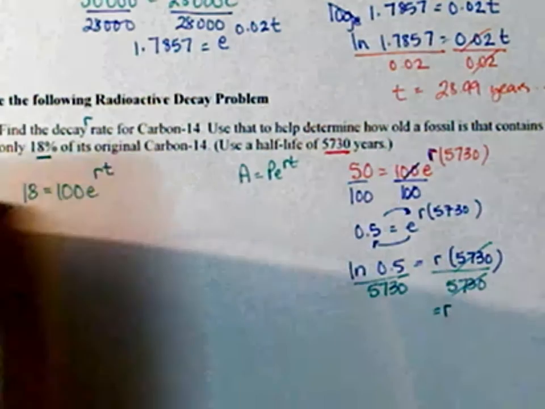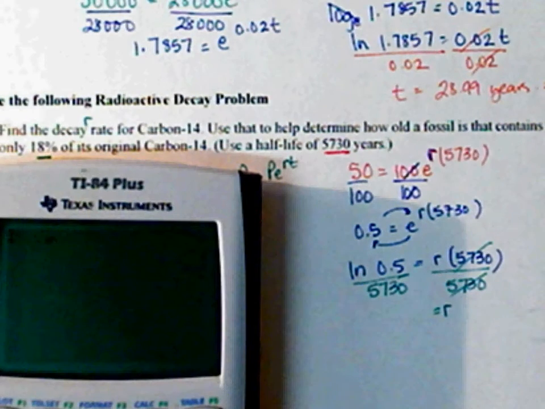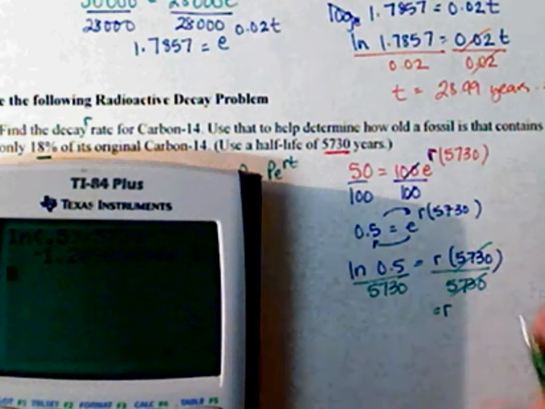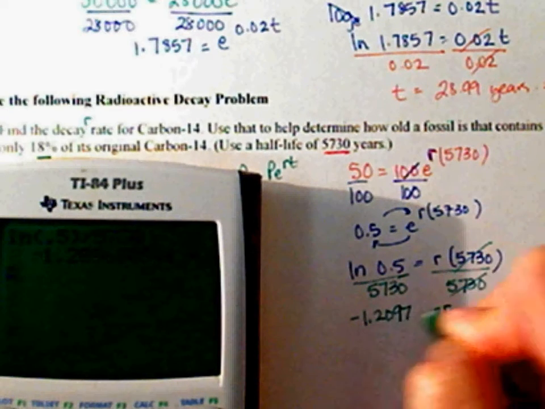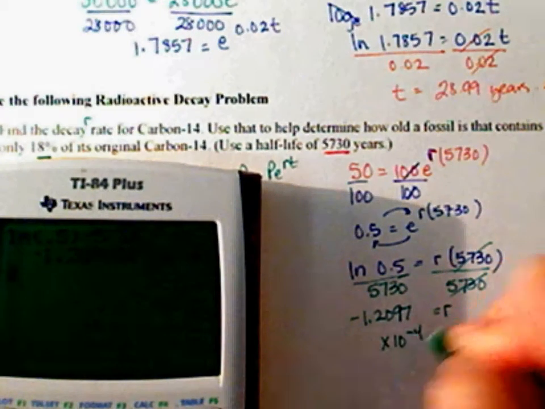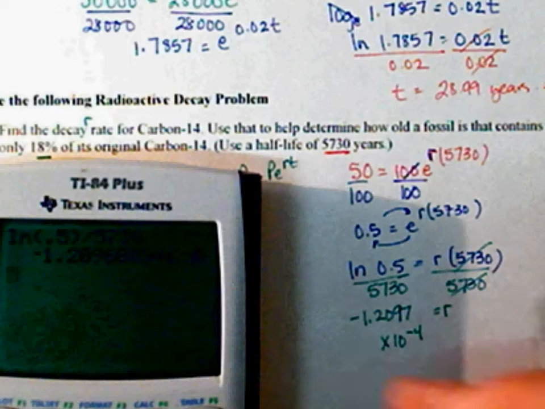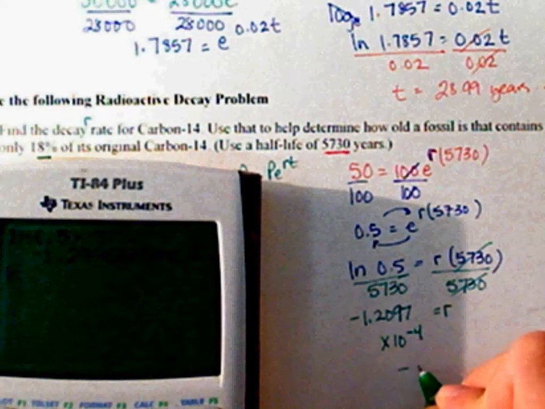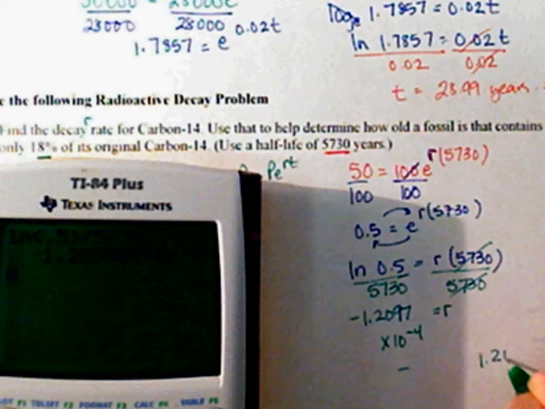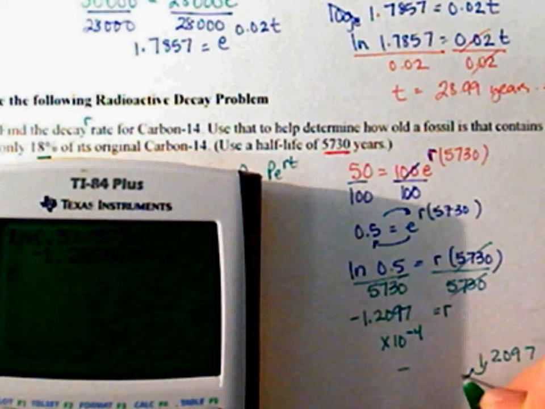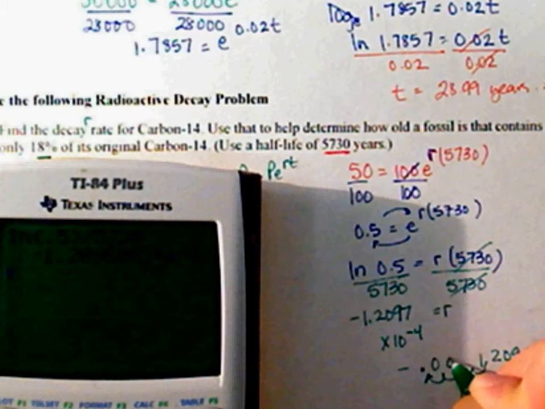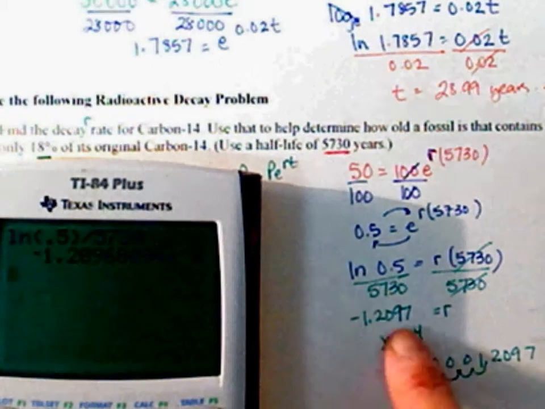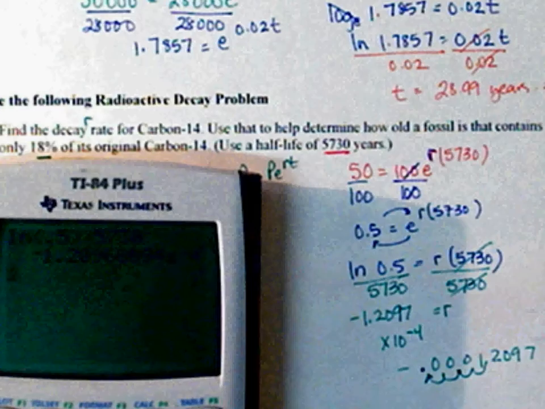Okay? So you have natural log 0.5 divided by 5730. And that is going to be negative 1.2097 times 10 to the negative 4. That's what that E means. Now you can write it like that, or you can put 1.2097 and move it 4 decimal places. 1, 2, 3, 4. Either way, these are exactly the same. Okay? I'm just going to keep it in scientific notation.